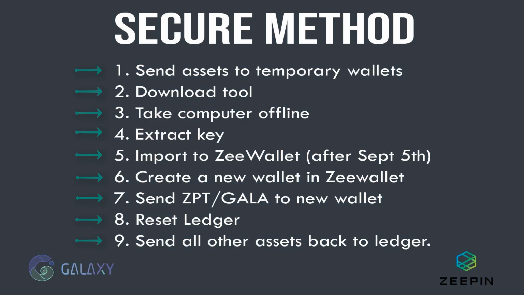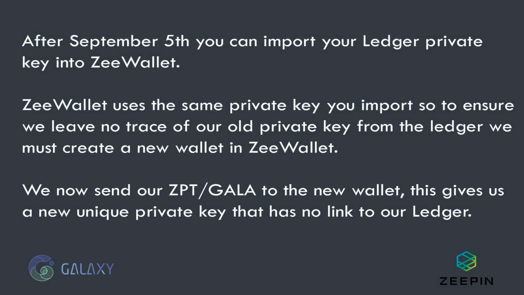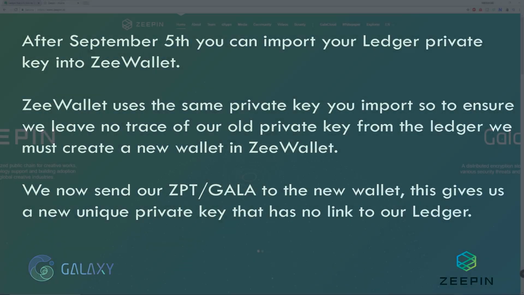So after September the 5th, you can import your ledger private key into the Z wallet. Now, like I said, the Z wallet uses the same private key you import. So to ensure we have no trace of our old private key from the ledger, we must create a new wallet in Z wallet. Then we send our ZBT and Gala to the new wallet. This gives us a new, unique private key that has no link to our ledger. And then we can reset it and send all our assets back to the new ledger. So I hope this helps.